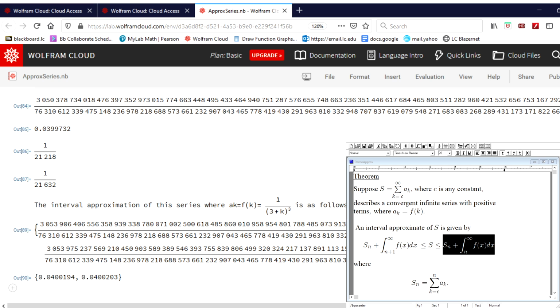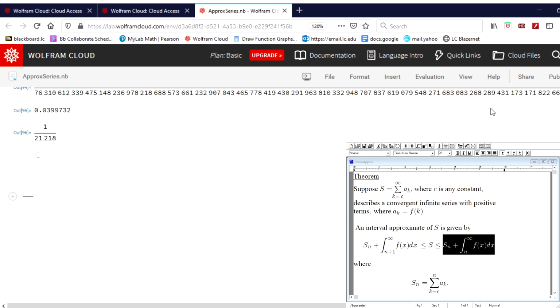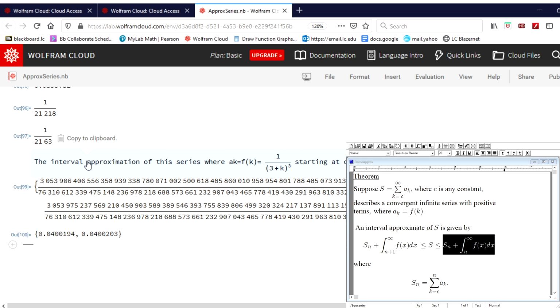And maybe we ought to point out here, let's say starting at c equal to, let's put in the value of c also. And there we go, we get something like this. The interval approximation of this series starting at this value of c is as follows.